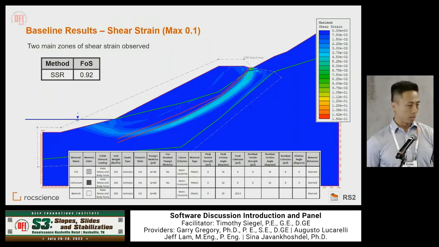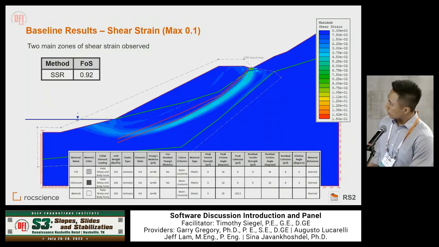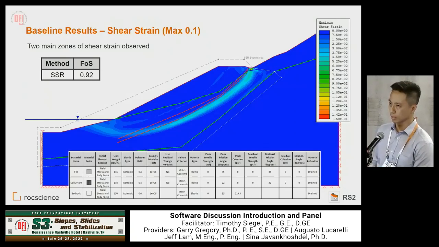And we set our search limit in finite element to tell the program to only run that one zone. And we got a factor of safety, or an SSR number, of 0.92. So we know it is unstable. And even if you look at the shape of the failure here, it has good agreement with the inclinometer data that was given. So that helped reassure us that we're satisfied with that result.